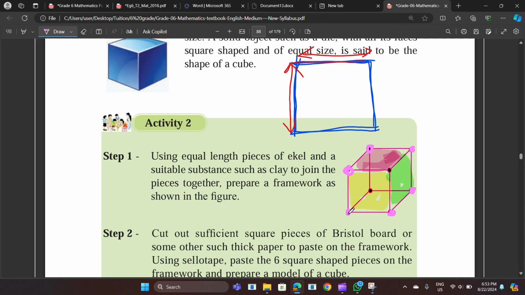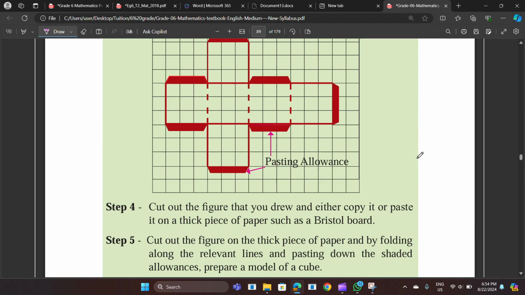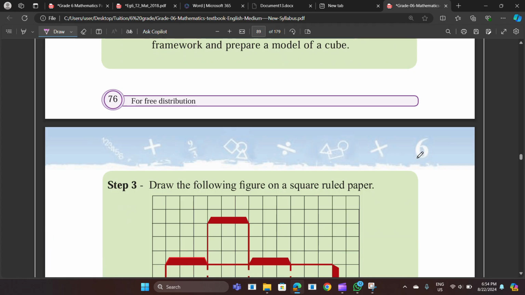They are vertices. How many vertices does a cube have? It has 8 vertices. 1, 2, 3, 4, 5, 6, 7, 8. So now you know it has 6 square-shaped faces and also it has 8 vertices. Nice. Let's move to the other specialty. What is it?